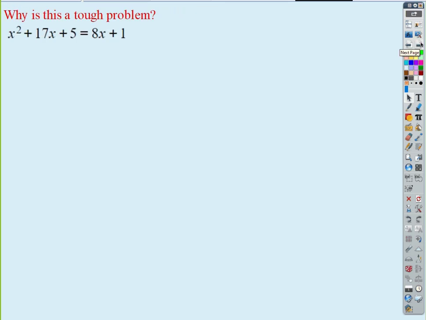Now let's talk about some that we don't want to complete the square with. What would we do here probably? Subtract 1 and subtract 8x, right, to put it in standard form. Okay, if I do all that, I get x squared plus 9x plus 4 equals 0. Okay, it doesn't factor, right?